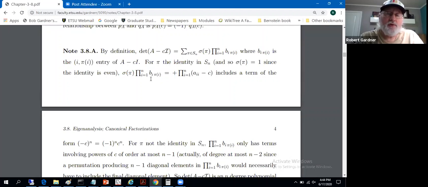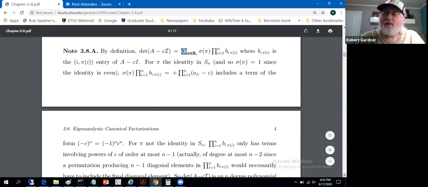So B11, B22, B33. We're going down the diagonal when we use the identity permutation of this matrix. The diagonal entries of this matrix are A sub I minus C. So we get A sub I minus C along the diagonal of that matrix. And when we look at this particular expression in the big summation for the determinant of that matrix, this includes a term of the form negative C to the n. We're going to multiply this thing out. We get a bunch of terms, but one of them is negative C times itself n times because we're taking a product. So we'll have a negative 1 to the n, C to the n term that pops up from here. That'll be the highest power of C generated.